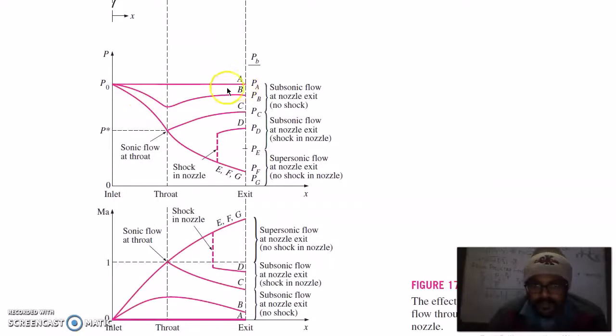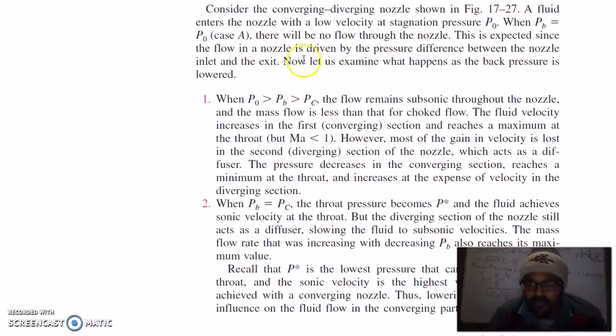For the same curves between inlet pressure and back pressure, we had a graph between Mach number at the inlet, throat and exit, here for these curves. These curves represent the Mach velocity, the maximum velocity which we can achieve throughout the nozzle. This is expected since the flow in the nozzle is driven by the pressure difference between the nozzle inlet and exit.